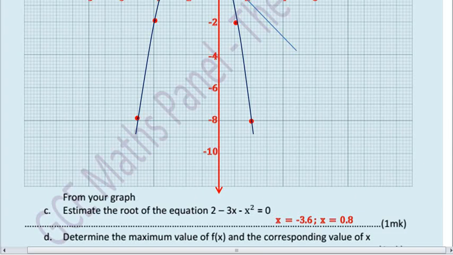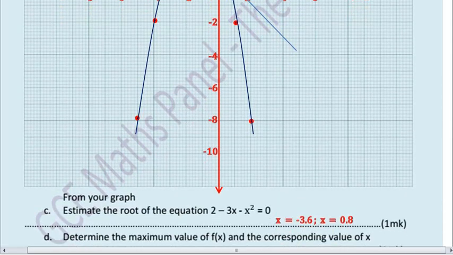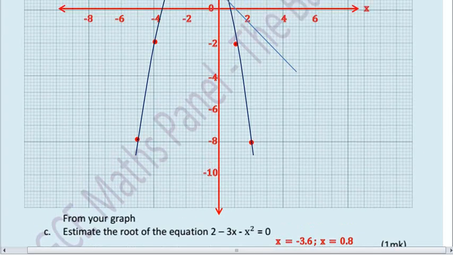Here, equating to 0 means the point where the curve cuts the x-axis, and if you look at the graph, you can estimate this. On the left you have values of minus 3 point something, minus 3.6 approximately. You can have minus 3.7, minus 3.8, minus 3.4, but the range should not be too far, because if it's too far, it means you are not correct, because they said you should estimate or approximate.